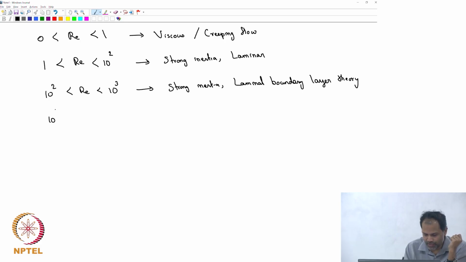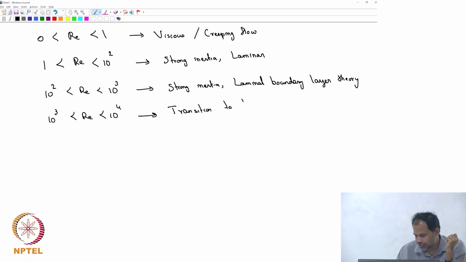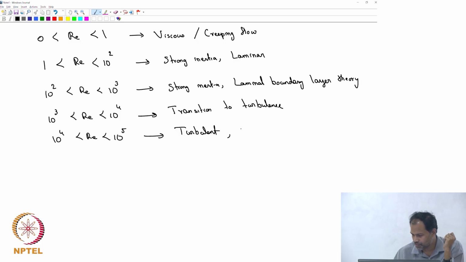And let's say if it's between 10 raised to 3 and 10 raised to 4, this is when you have transition to turbulence. And when it is 10 raised to 4 to 10 raised to 5, this is turbulent, and this is, one could say, moderately Reynolds number dependent.